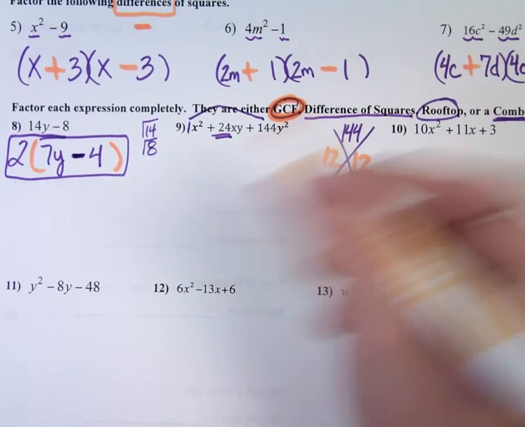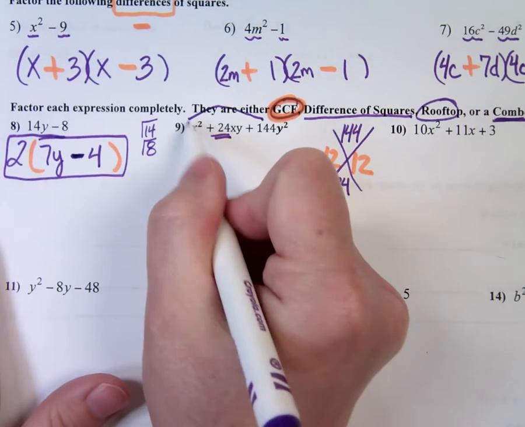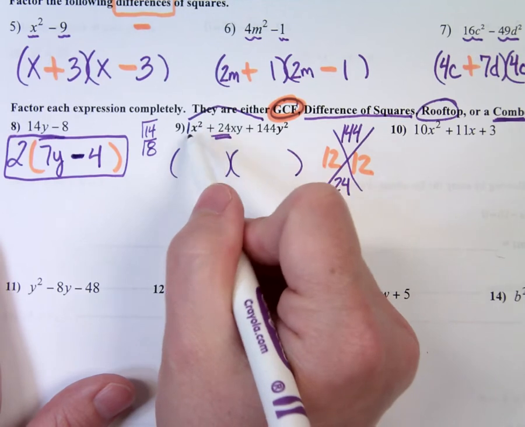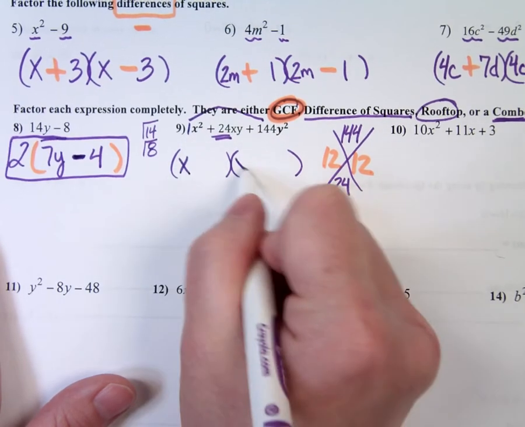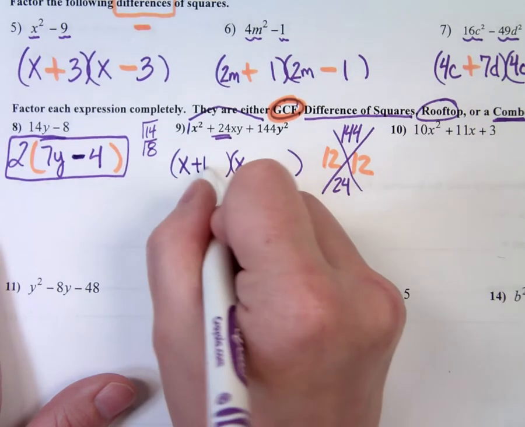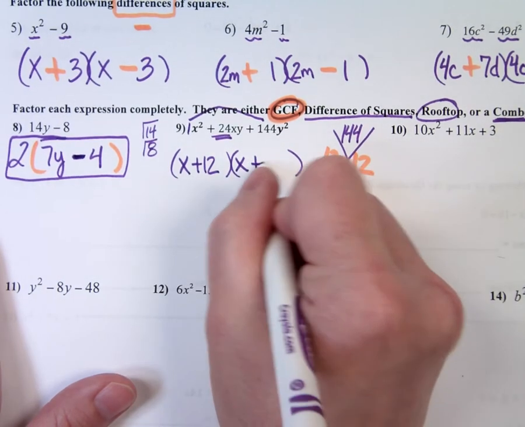12 and 12. Okay, because of the 1 in front, I can shortcut. So I'm going to build my 2 sets of parentheses. Now to get x squared, x goes here and here, and then I just write those numbers down. So that's a positive 12, so I write plus 12. That's a positive 12, so I write plus 12.